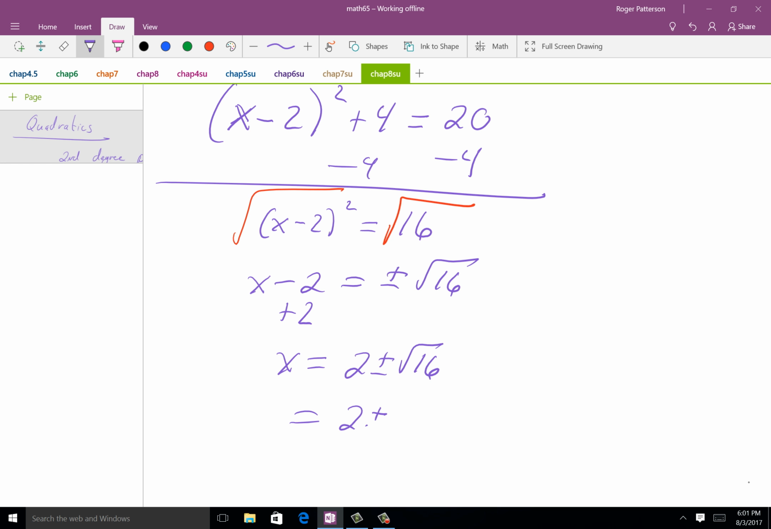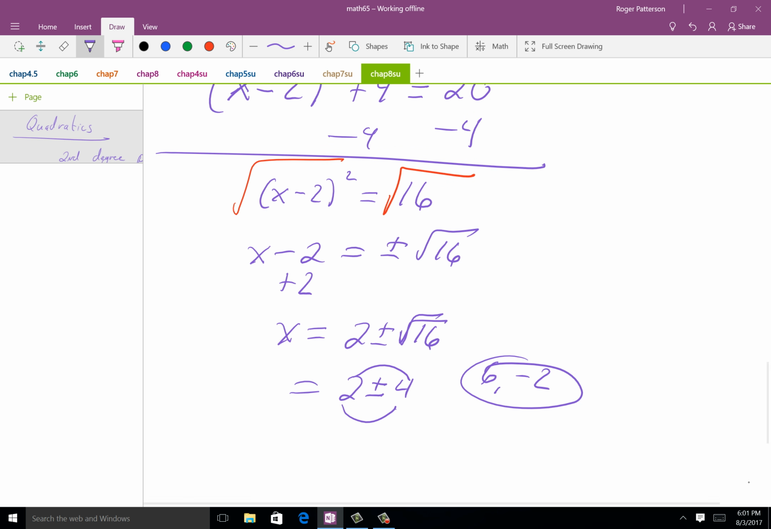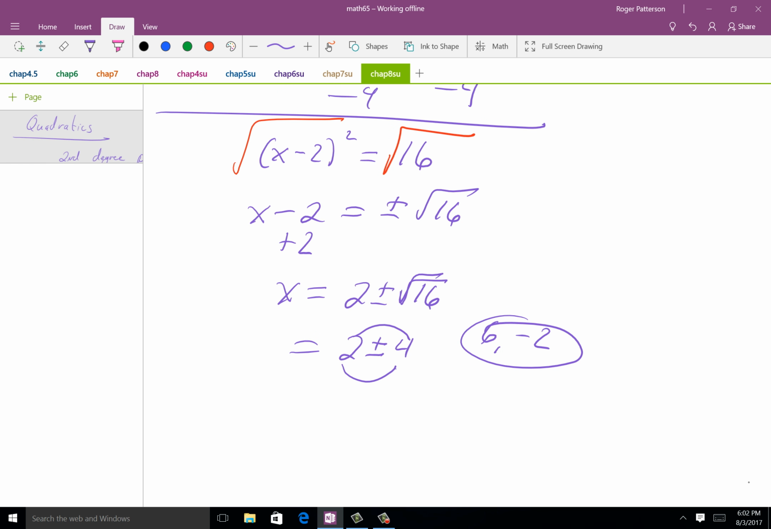So this would be 2 plus or minus, what's the square root of 16? 4. So I'm going to go 2 plus 4, that's 6. 2 minus 4, that's negative 2. And there's my 2 answers. Questions on how we did that part?